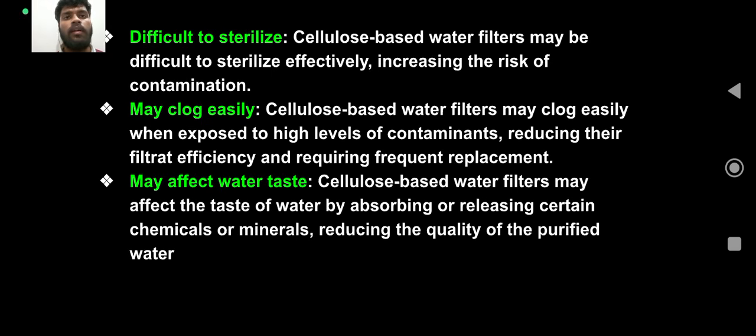May clog easily. Cellulose-based water filters may clog easily when exposed to high levels of contaminants, reducing their filtration efficiency and requiring frequent replacements. And may affect water taste. Cellulose based water filters may affect the taste of water by absorbing or releasing certain chemicals or minerals, reducing the quality of the purified water.